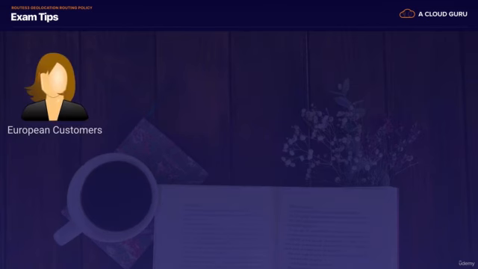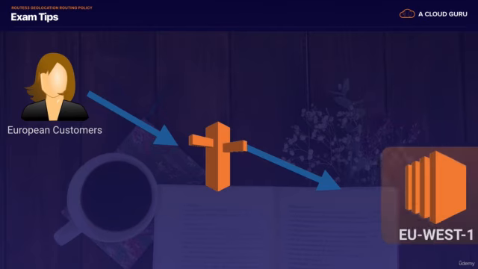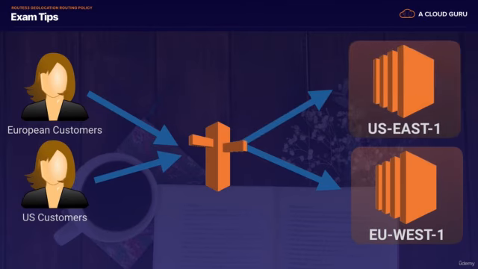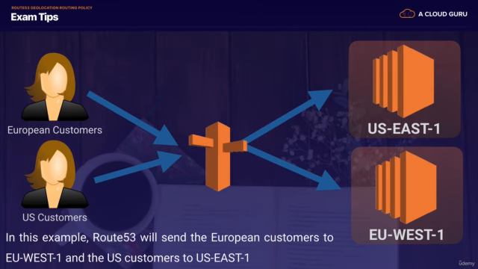So in terms of my exam tips, just remember exactly what geolocation routing is. It allows you to send your European customers over to your European servers and allows you to send your US customers over to their US servers. So it basically routes traffic based on your user's location, not to be confused with latency-based routing. So that is it for this lecture, everyone.